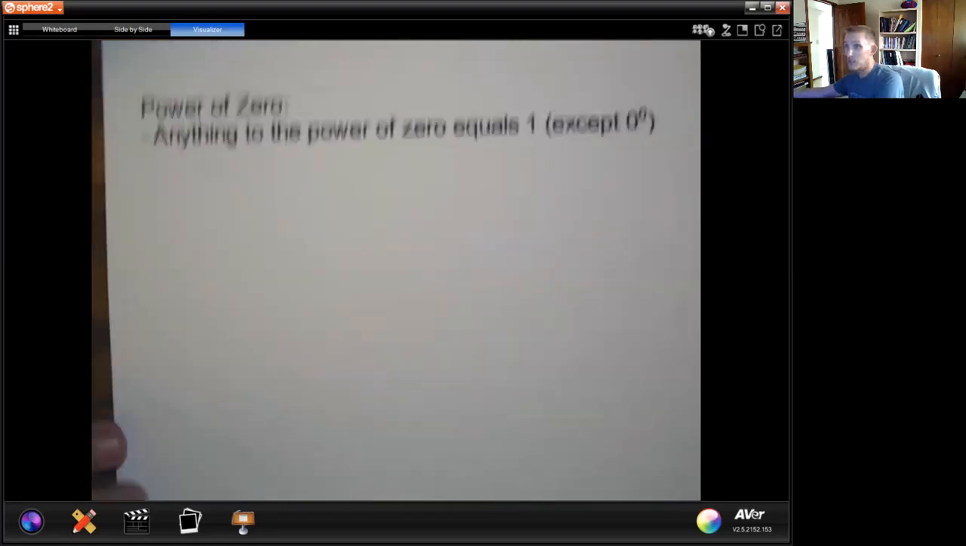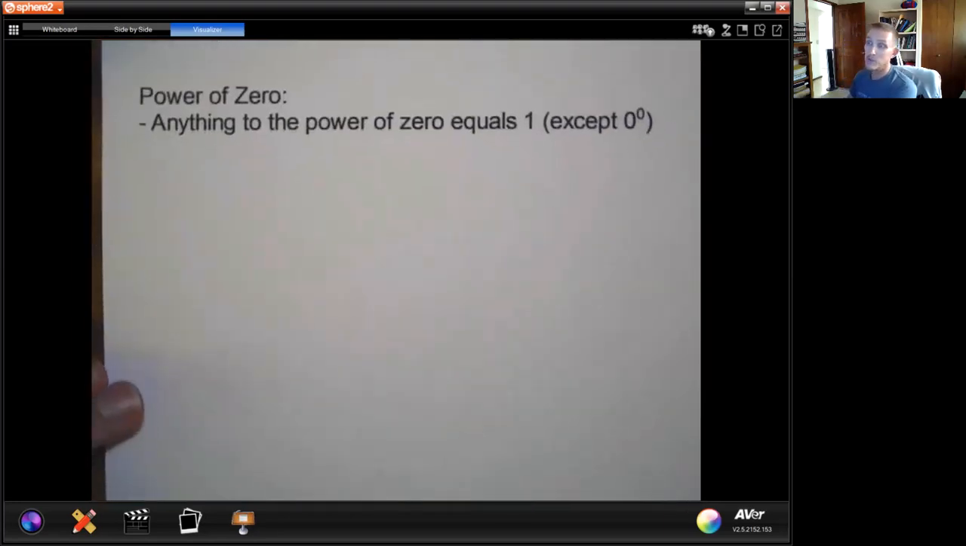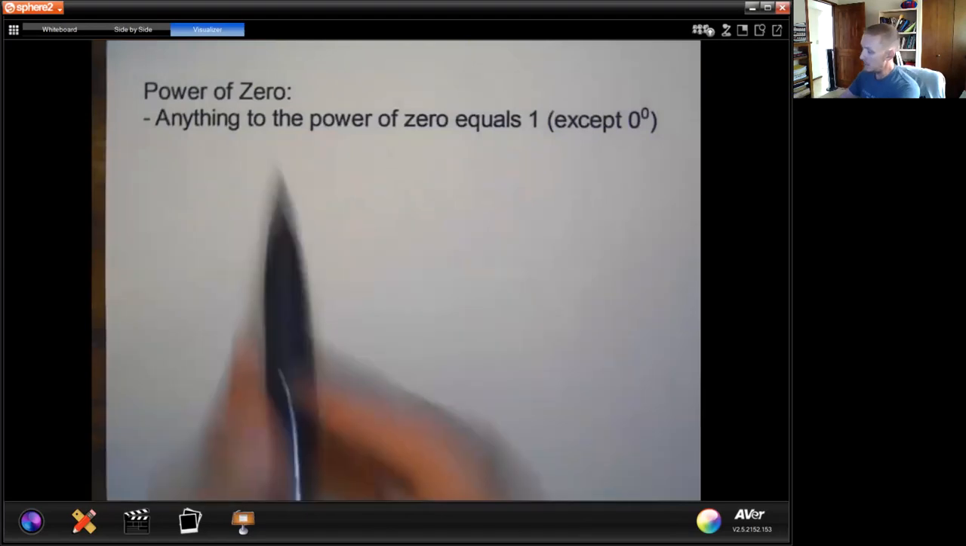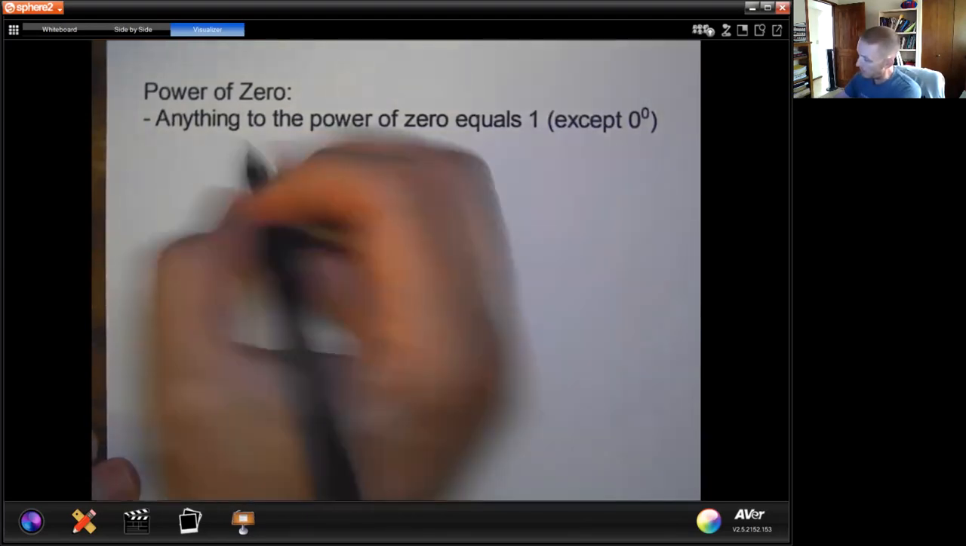And then the other piece that we're going to have is the power of 0. Anything to the power of 0 equals 1, with one exception, and that's 0 to the 0 power. 0 to the 0 power does not equal 1. That's going to be undefined. That's something that's impossible to do. And there'll be an extra credit opportunity for you guys to tell me why. So anything to the power of 0 equals 1.